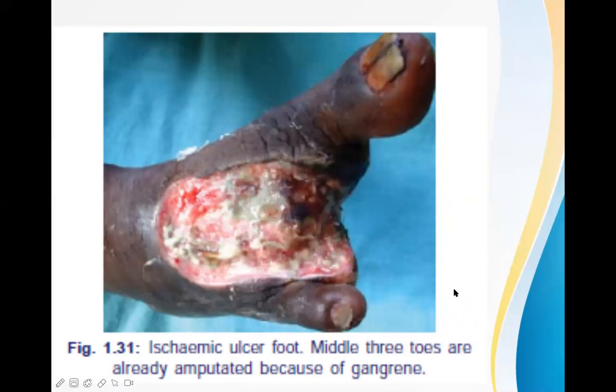Now, this is not a good looking picture at all. You can clearly see the diagnosis here. This is an ischemic ulcer foot. Okay, ischemic ulcer foot. And look here, the middle three toes are already amputated because of gangrene. Now, every student knows what is gangrene. We have already studied before. And probably this gangrene is caused by either atherosclerosis, or diabetes, or Buerger's disease, anything. The cause can be any. We have to take a good history to find out the cause. So this is a perfect example of ischemic ulcer.